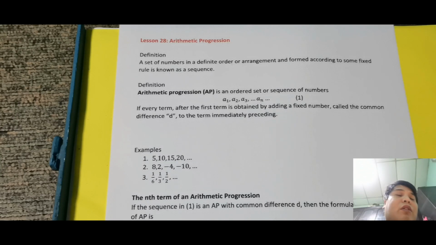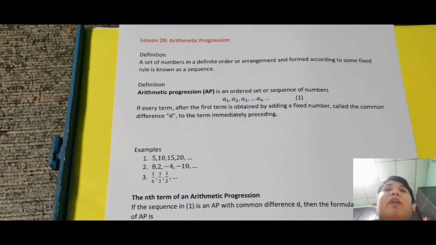So this lesson is all about arithmetic progression. Pag-uusapan natin ngayon yung mga sequence ng numbers. Before that, syempre define muna natin what is a sequence. A set of numbers in a definite order or arrangement and form according to some fixed rule is known as a sequence. So whether it is increasing or decreasing, it is a set of numbers in definite order, and form according to some fixed rule. Ano ibig sabihin ng some fixed rule?